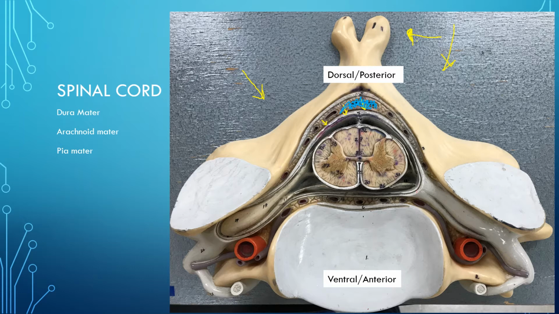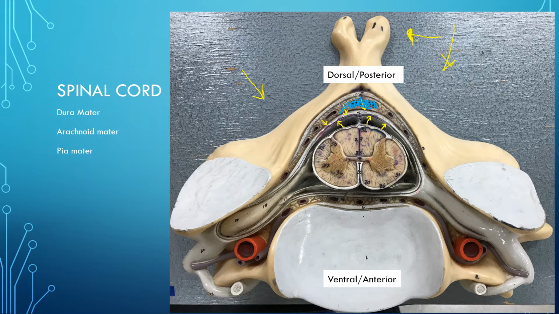The second meninx is the arachnoid mater, and I'm not sure you can see it, but I hope you can. There's a very thin membrane right here, just deep to the dura mater. This is the arachnoid mater. It's a very delicate membrane, and it resembles a spider web, which is why it has the prefix arachno in it. So arachno means spider. So this is the spider web layer.